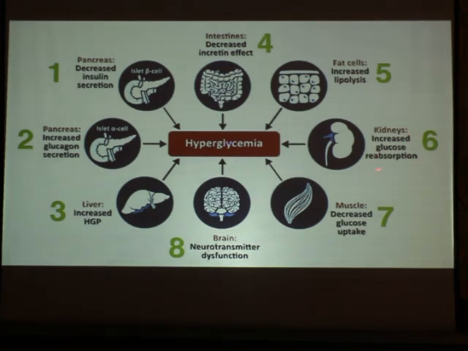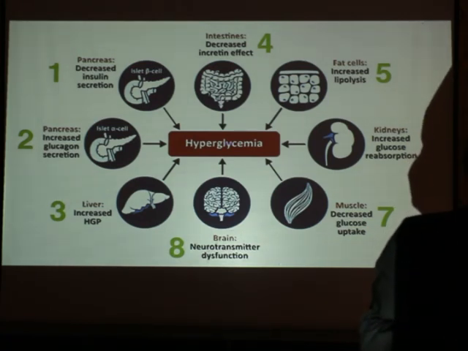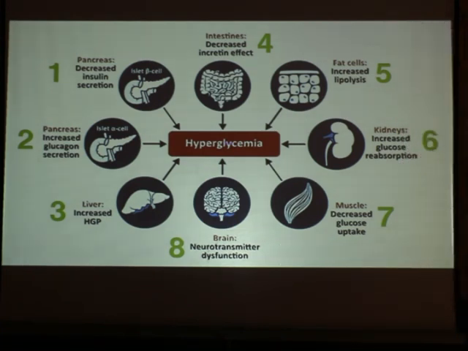At the level of the kidneys, you know that there is an upregulation of SGLT2 receptors in the proximal convoluted tubules, and there is increased absorption of glucose, which is also contributing to hyperglycemia. At the level of the muscles, there is a decreased glucose uptake because of relative insulin lack. Insulin is required for glucose uptake, and since we know that there is a decreased sensitivity of insulin receptors in type 2 diabetes, that is contributing to hyperglycemia.